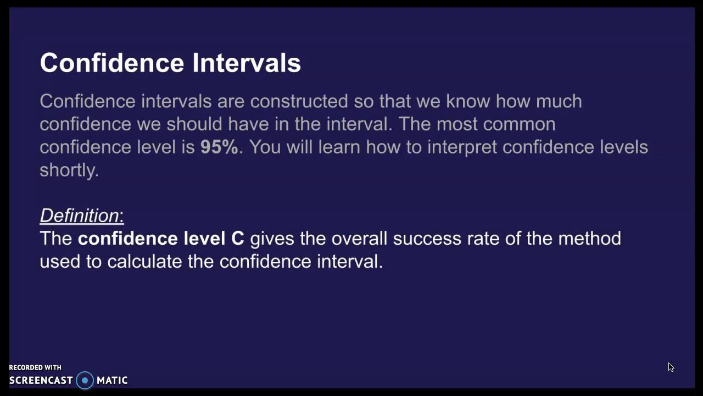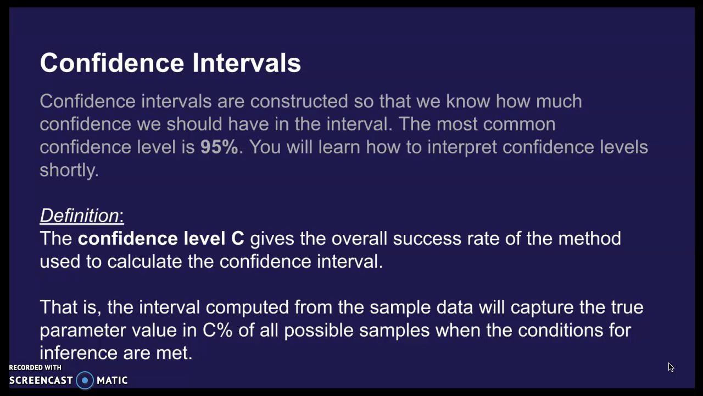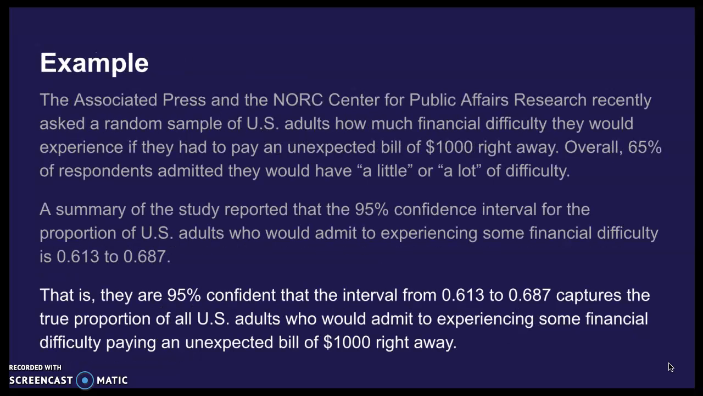The confidence level C gives the overall success rate of the method used to calculate the confidence interval. That is, the interval computed from the sample data will capture the true parameter value in C% of all possible samples when the conditions for inference are met.